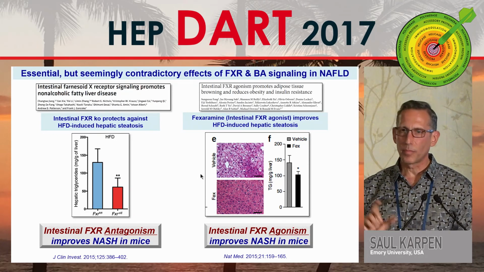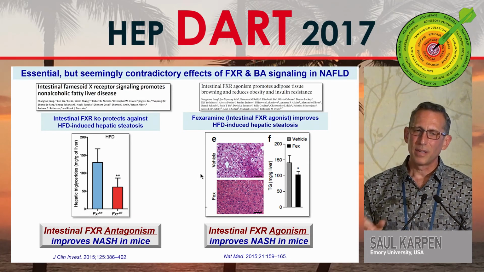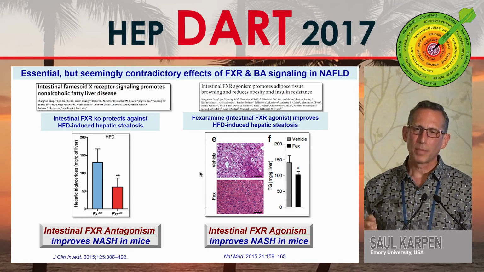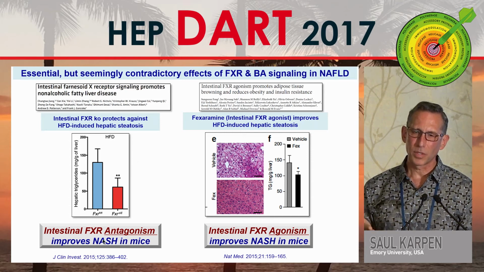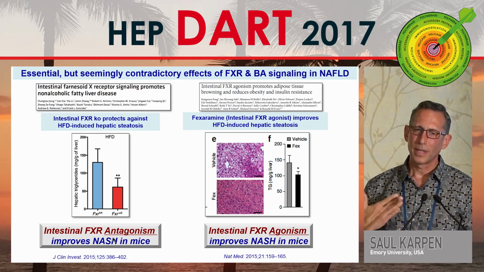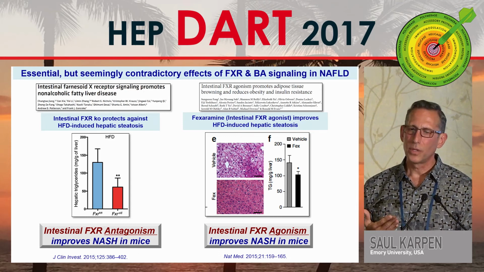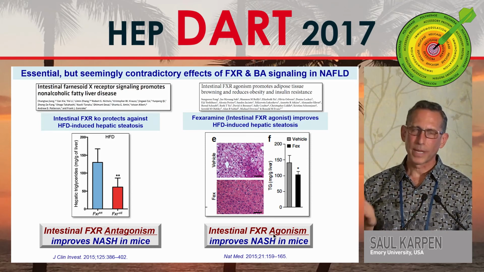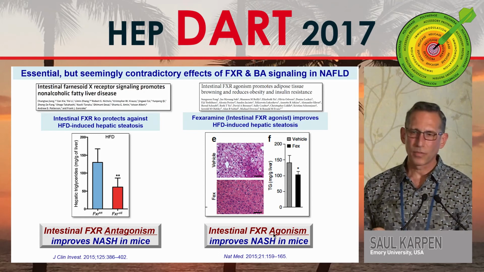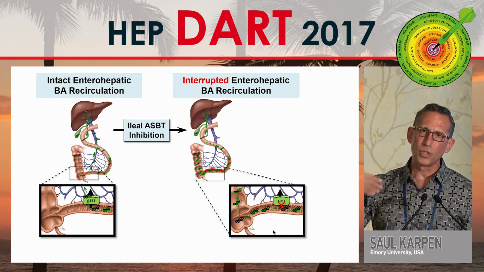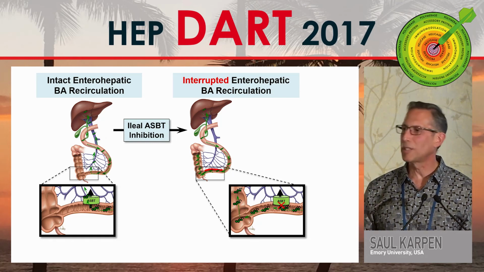But through a variety of different preclinical studies, in mouse models, people have tried to reproduce things like this in a variety of models. And the bottom line, in the interest of time, is that if you have an FXR antagonism in a mouse model, you can improve NASH. You can do the same thing with an FXR agonist. So there's some real complexity here that we're just scratching the surface. And for this and a variety of reasons, we embarked on a study where we wanted to just reduce FXR function in the ileum and reduce bile acid return to the liver with an ASBT inhibitor.